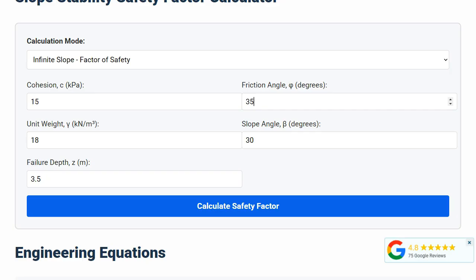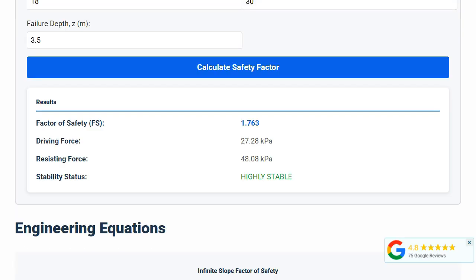Provide the internal friction angle, which indicates the soil's shear resistance. Input the depth to the potential failure plane in meters. Finally, if groundwater is present, enter the pore water pressure. The calculator then displays your factor of safety. Values above 1.5 indicate a stable slope, while values below 1.0 suggest potential failure.